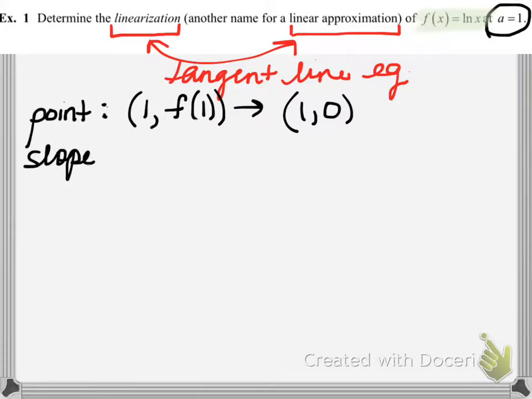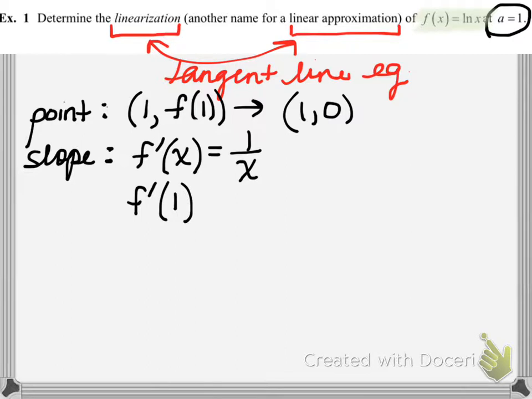Next, we need our slope. Now, our slope will be found by computing the derivative. So we need to find the derivative of natural log of x. The derivative of natural log of x is going to be 1 over x. So now let's find the slope at x equals 1. So f prime of 1 is 1 divided by 1, which is equal to 1. So this is going to be our slope.